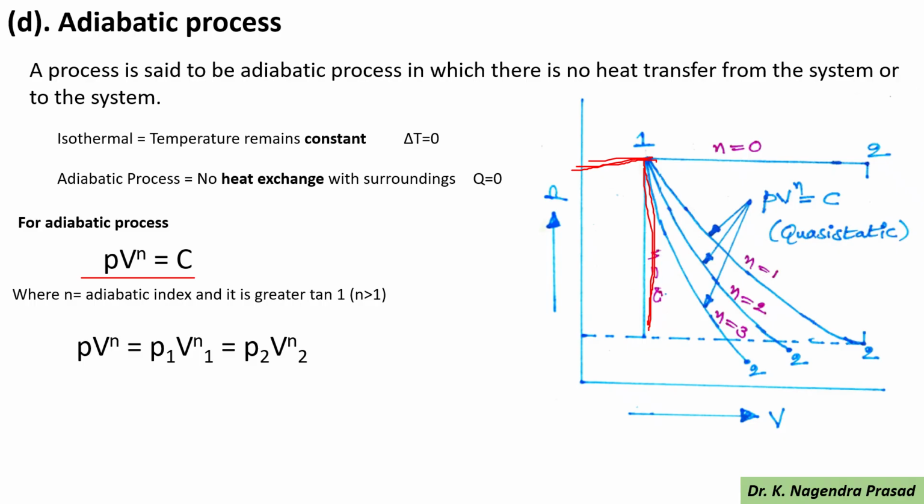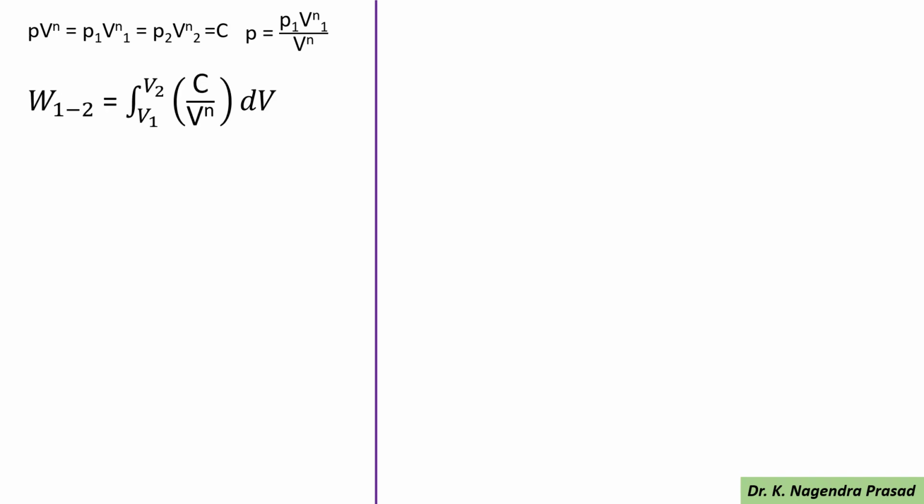From this relation we can state that PV^n equals P1 V1^n equals P2 V2^n, and P is P1 V1^n divided by V^n. Next we determine the work done during the adiabatic process, W12 equals the integration from V1 to V2 of P dV. Here P equals C divided by V^n. Then W12 equals the integration from V1 to V2 of C by V^n dV.